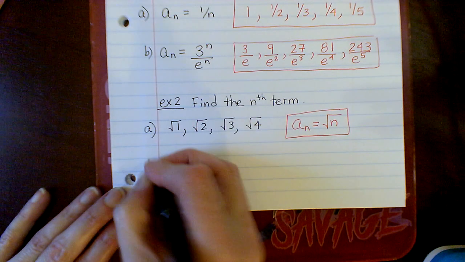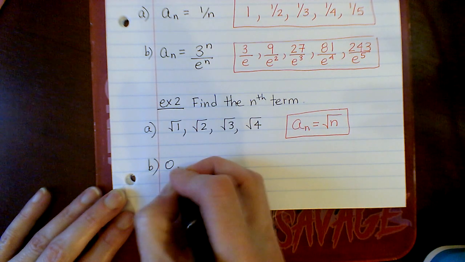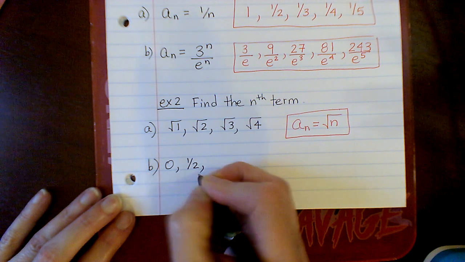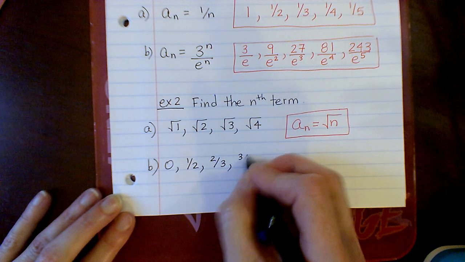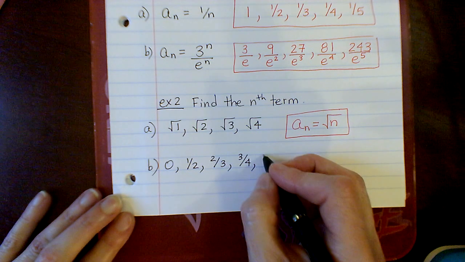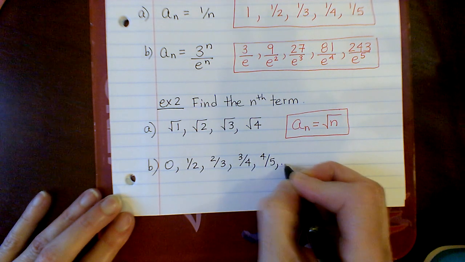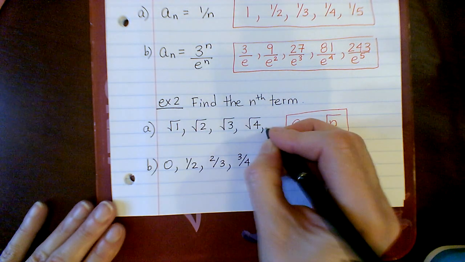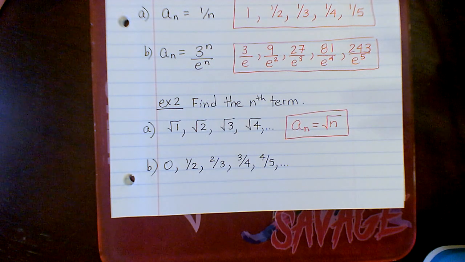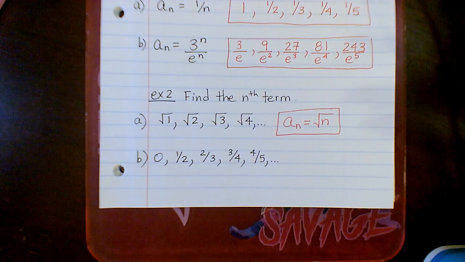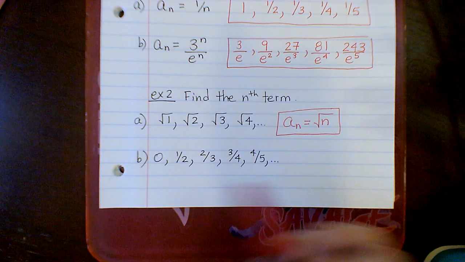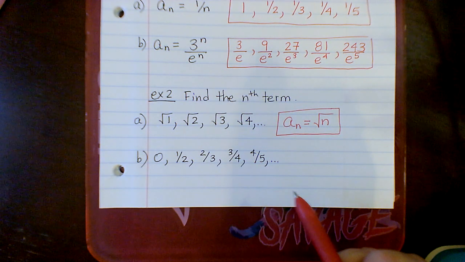So let's look at another one. 0, 1/2, 2/3, 3/4, 4/5. I didn't put a dot, dot, dot on there, but these are infinite sequences. So let's talk about what the formula is for this one.